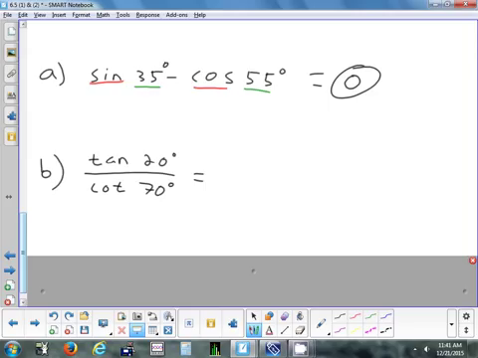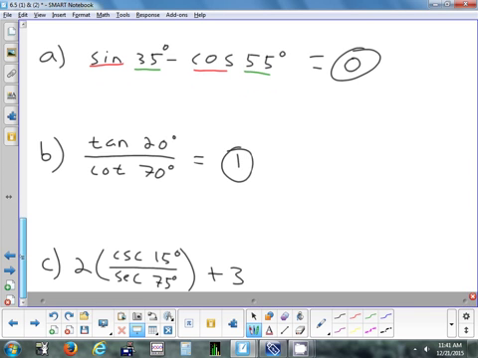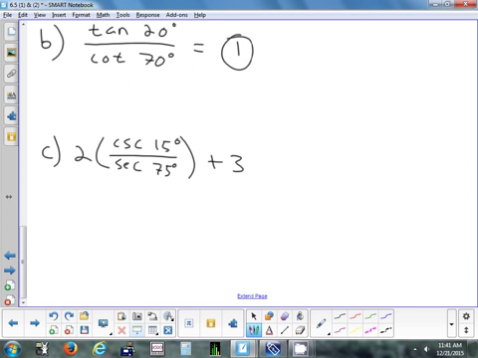How about the tangent of 20 divided by cotangent of 70? 1. Yeah. Cofunctions, complementary angles. Again, the top is pretty messy, the bottom's pretty messy, but I know that they're equal. They're the same thing. Divide two things that are the same, you get 1. So with these kind of problems, the only way you could get an answer other than 1 or -1 is if you put in a +3 or a ×2.